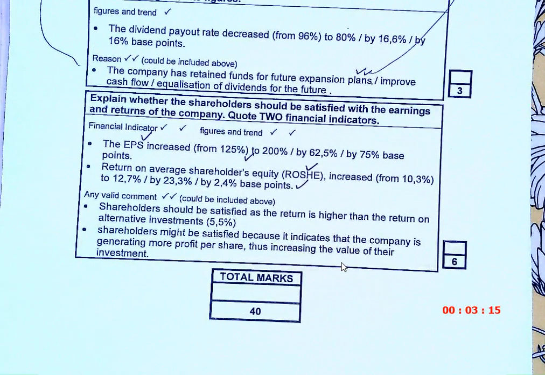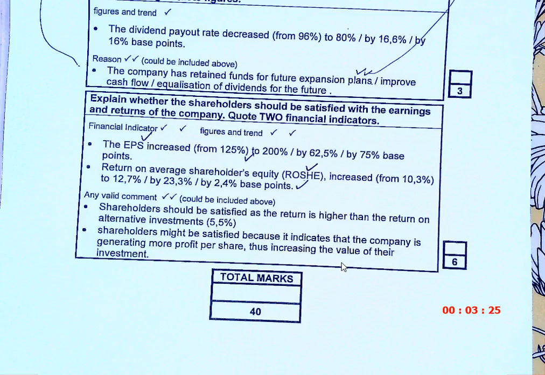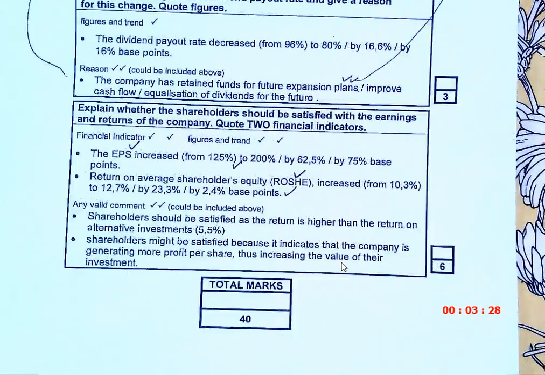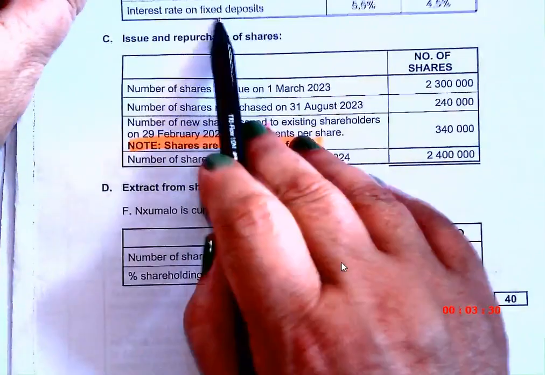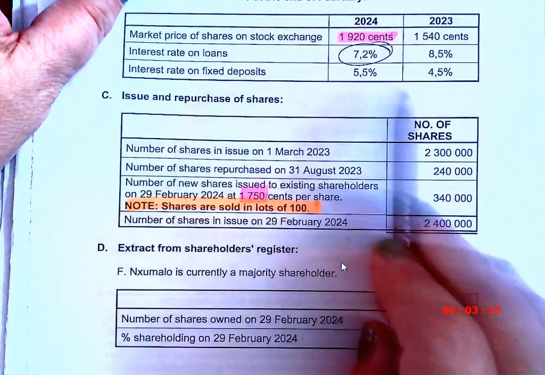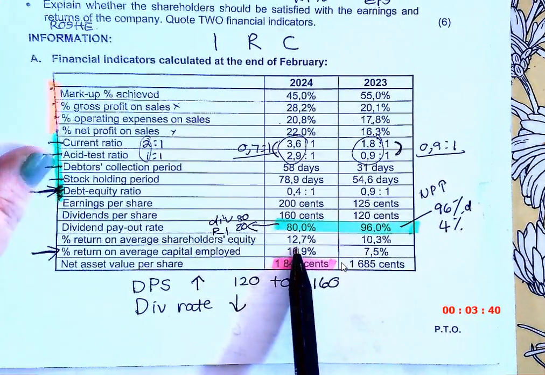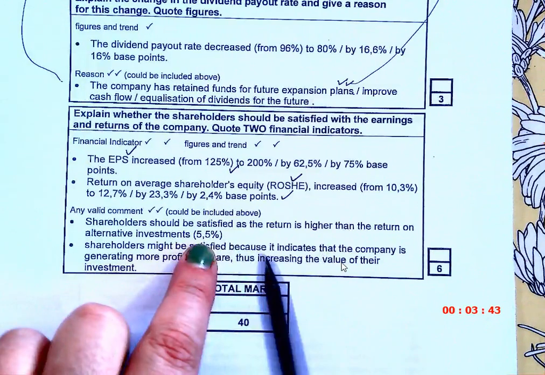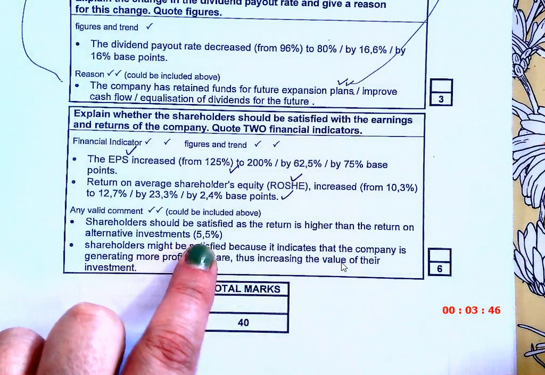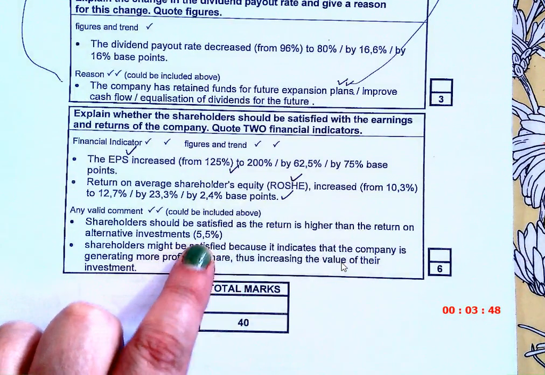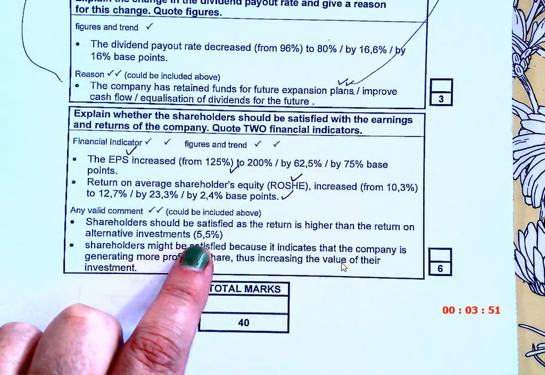So, ROCE is my investment. What do I always compare ROCE with? Alternative investments. And what is your alternative investment here? Do they give me? Fixed deposit interest, 5%. Is ROCE more? Let's quickly look. Where's ROCE? There's ROCE. It's 12. So it's more than the return on fixed deposit. Remember, interest is returns. Okay, you guys sharp.